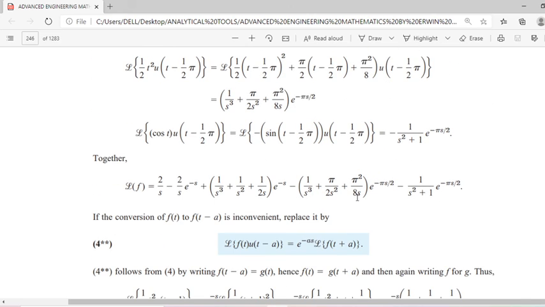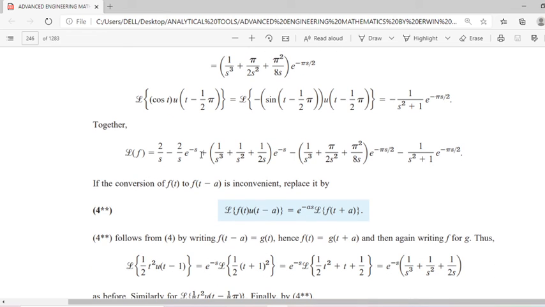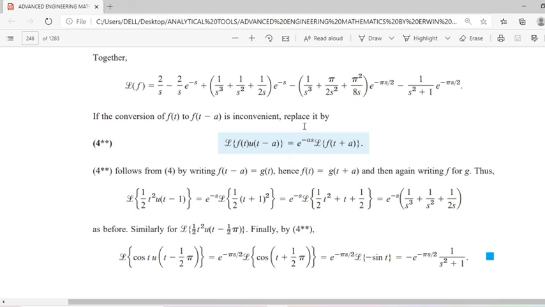So what is the final result? Final result is this one. And if you want to find out the original function, that is our aim. Our aim is to find out the function. So you can see the Laplace of 1 by 2 t square, that is given here. That is the inverse, that is given here. So cos is given here, that we have already done.